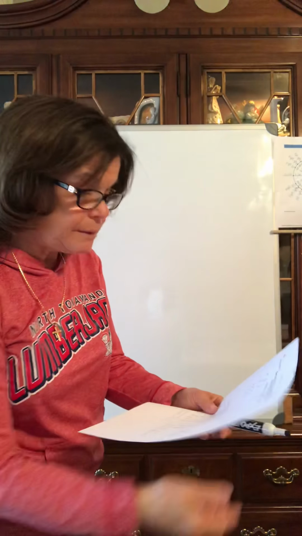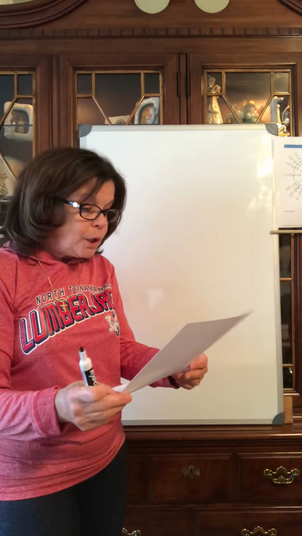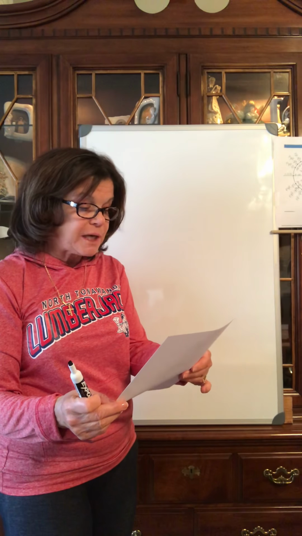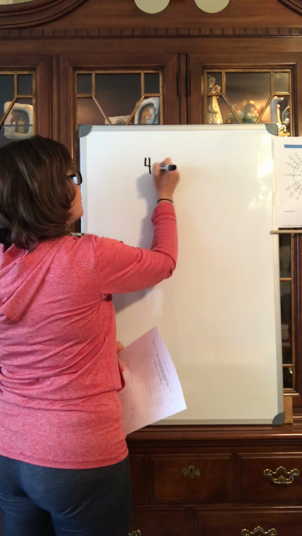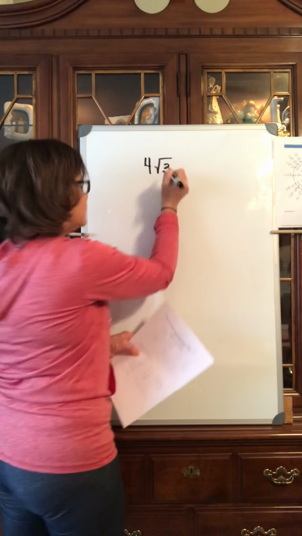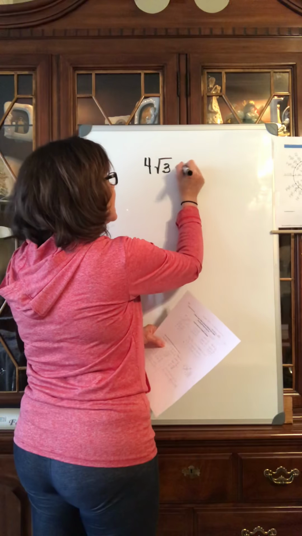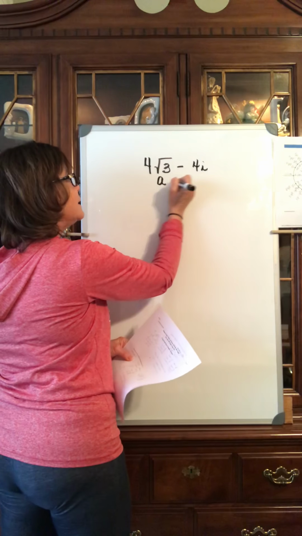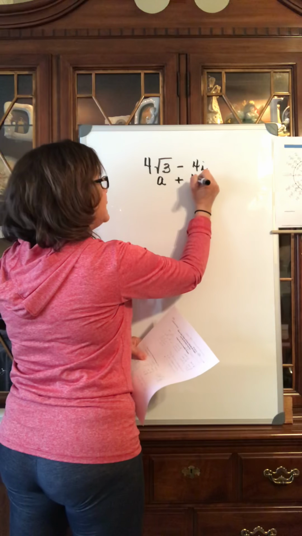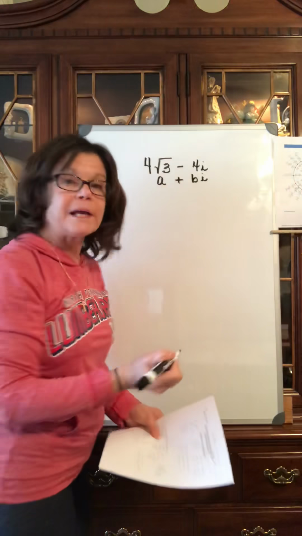Example number 1, we have to find the trig form of each complex number. And for example number 1, the complex number is 4 radical 3 minus 4i. Now, here's our a plus bi for our complex number.